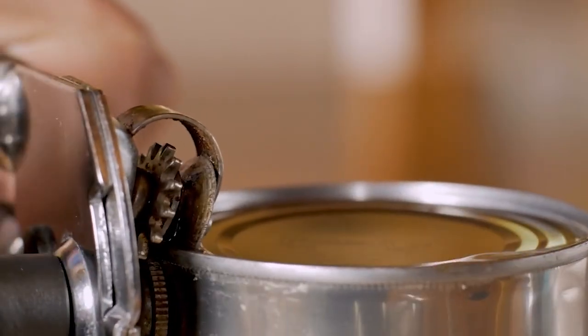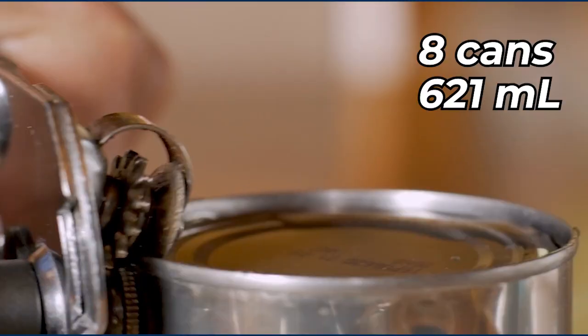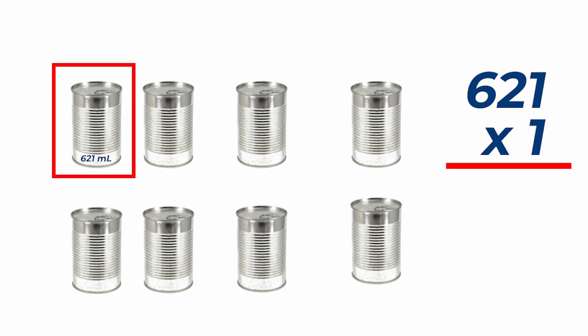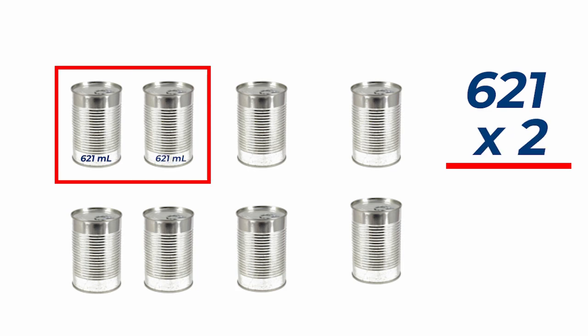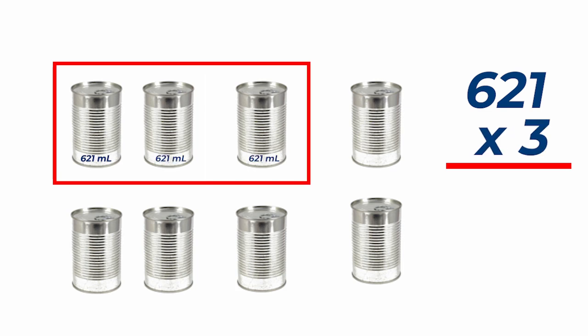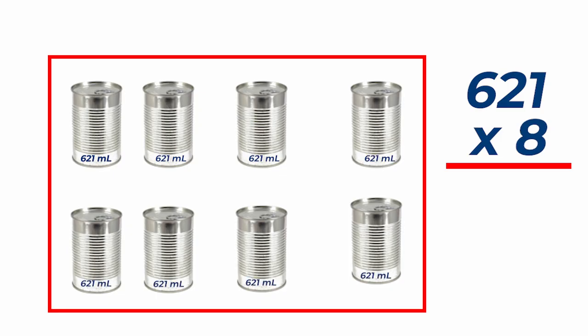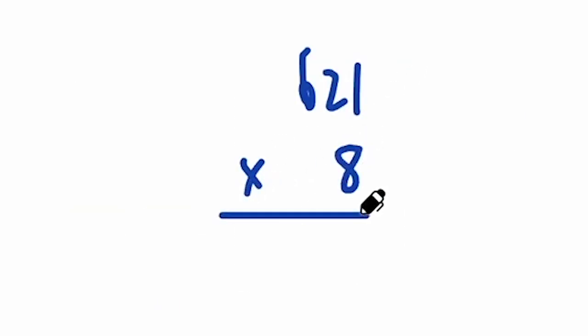Okay, we've got 8 cans and each one had 621 milliliters. What do you think you should do with those 2 numbers? Well, if I have 1 can of 621, then 2 cans would be that times 2. 3 cans would be that times 3, and so forth. So if I want 8 cans, I'm going to take this number and multiply it by 8. So let's do that first. 621 milliliters times 8 cans. Let's figure that out together using long multiplication.